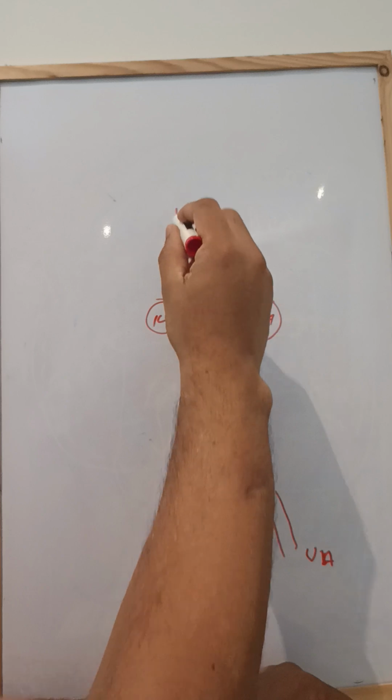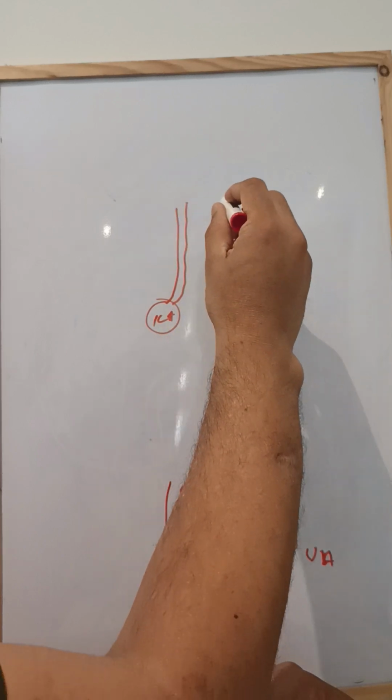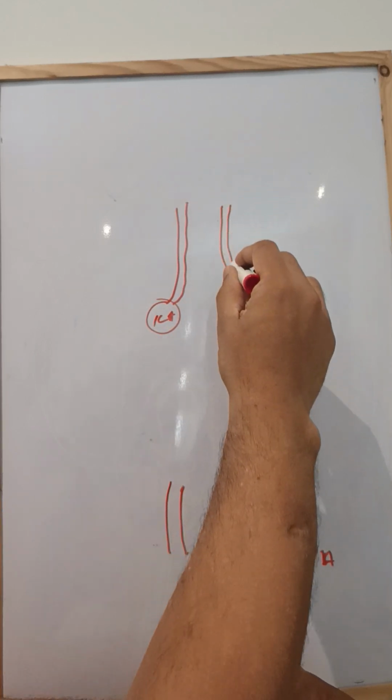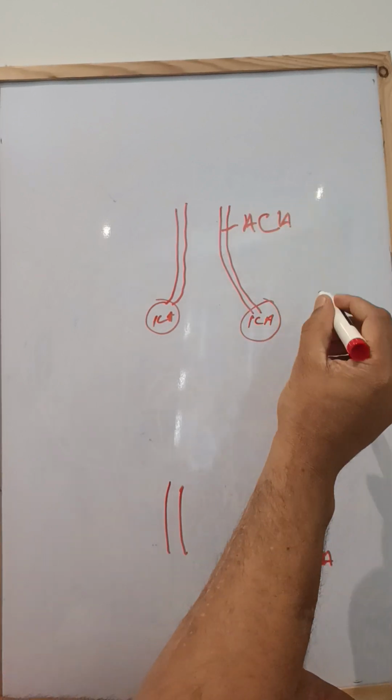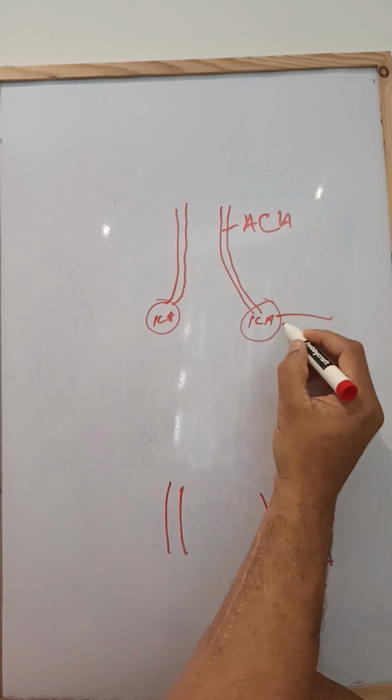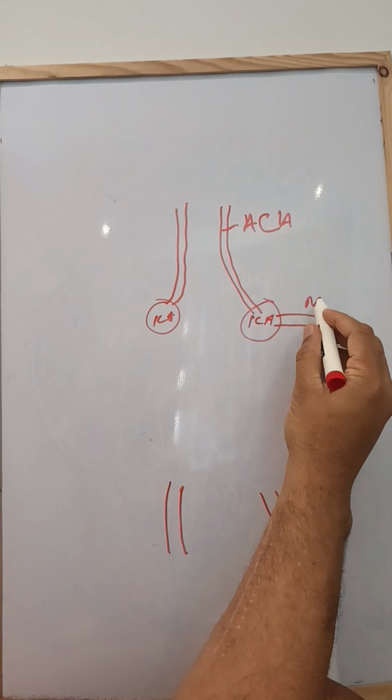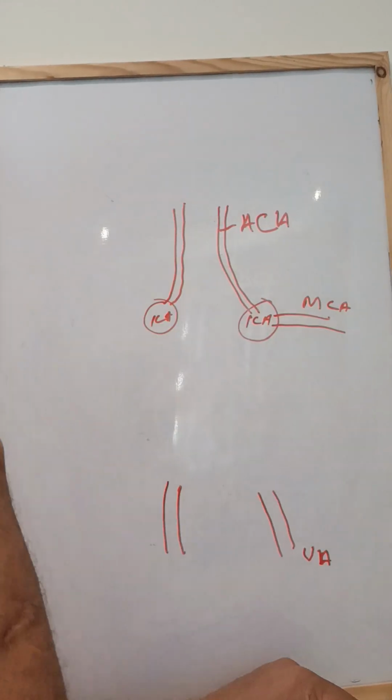One branch will go forwards and medially, and that is called the anterior cerebral artery. The other branch will go laterally, called the middle cerebral artery.